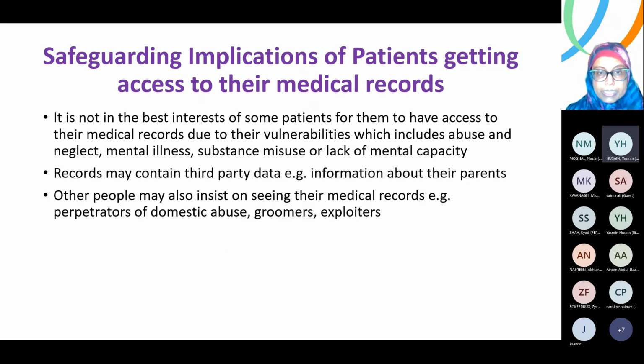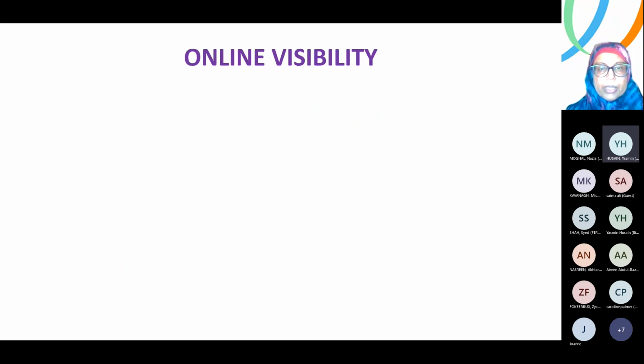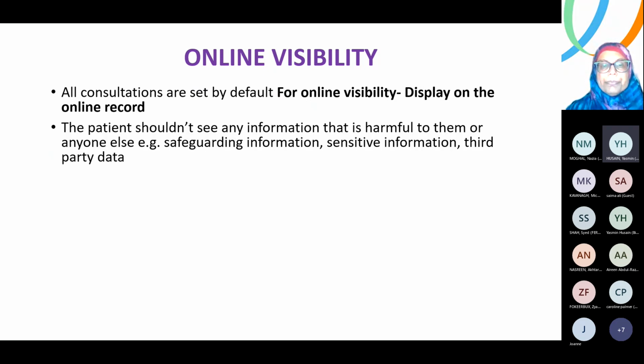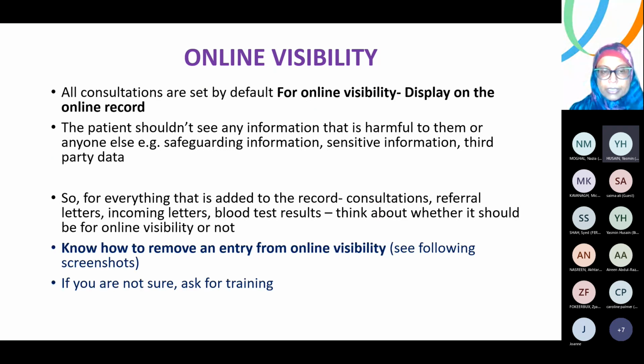So some records may contain third-party data. And remember, it's not just the patient who's going to be checking their NHS app. There are other people in their lives, like the perpetrators of abuse, groomers, exploiters, who might use that information against them. So for those kind of patients, we need to be adding this code, online access to own health record withheld, following enhanced record review. So all consultations by default are for online visibility. But the patient shouldn't see anything that's harmful. So every time you add something to the records, you need to think, can the patient see this? Is it okay to see it?